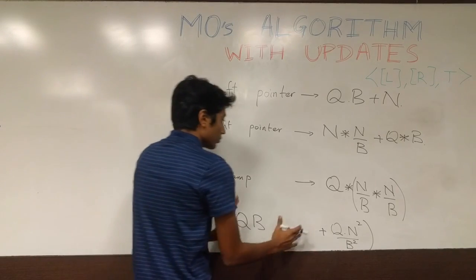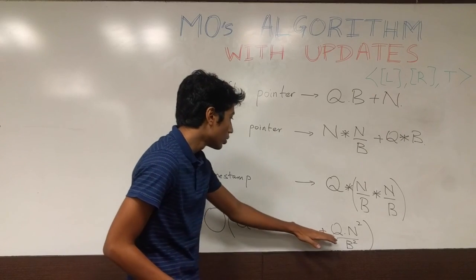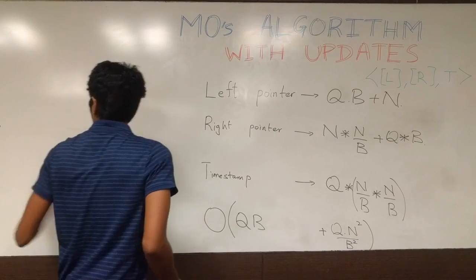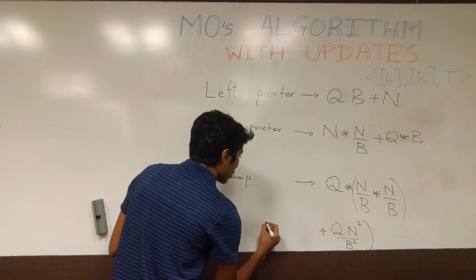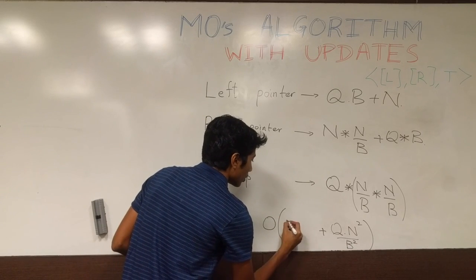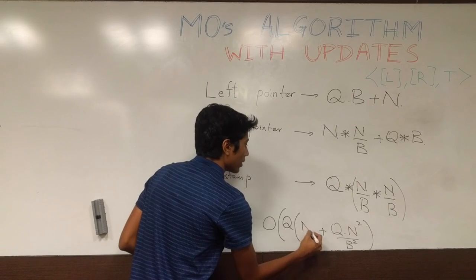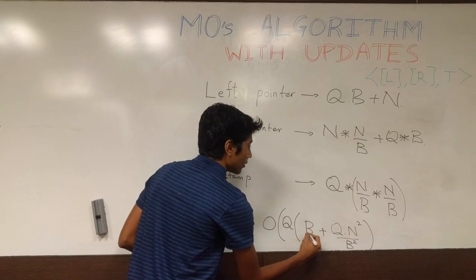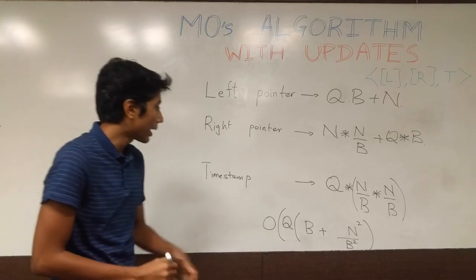Alright, and this is the final time complexity that we have: QB plus Q N square by B square. Alright, so let's write that down a little more neatly. Order of Q in common. What is over there? I think N, yeah. No, B. Okay, wow. And we don't need a Q over here. Okay, so this is the final time complexity that we have.